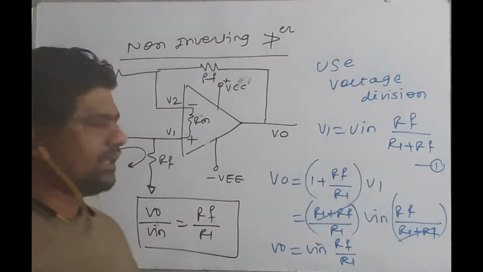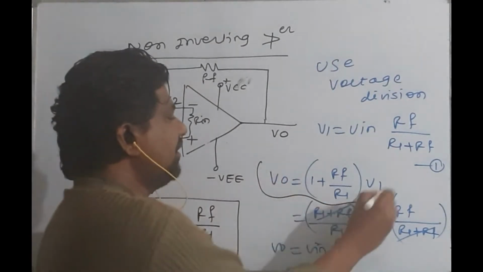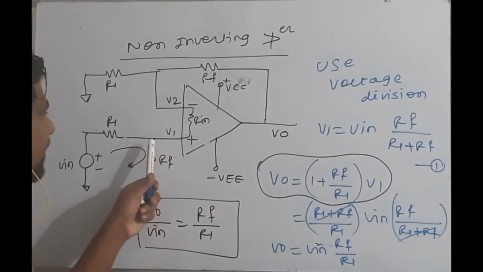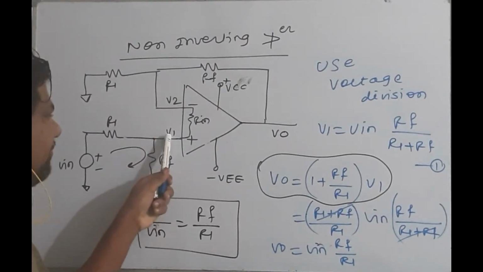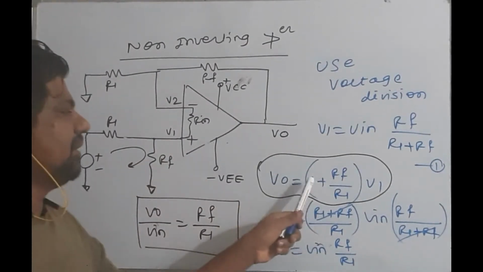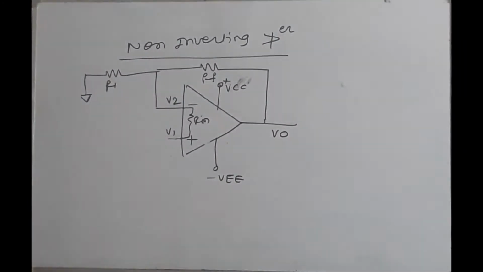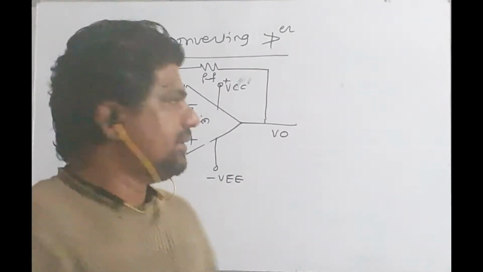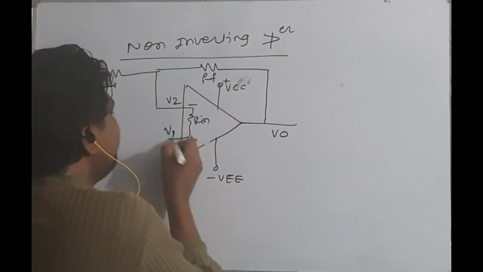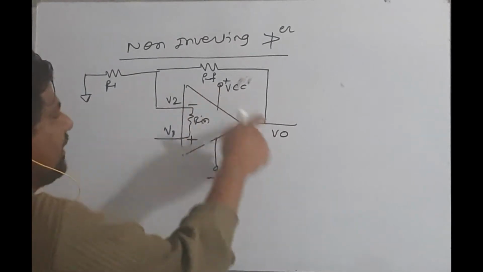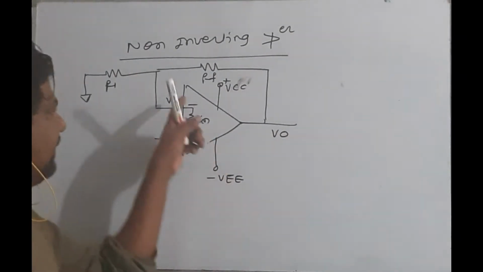Got this point? Now you'll ask how I have written V0 is equal to 1 plus Rf upon R1 into V1. For that purpose, let us consider that I have applied voltage V1 here to the non-inverting input, and I should get the answer as 1 plus Rf upon R1 into V1. So let us try to do that. Now what is the relation between V0 and V1? Again, negative feedback is used.